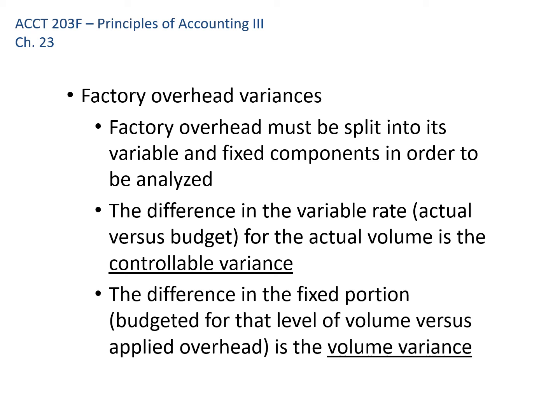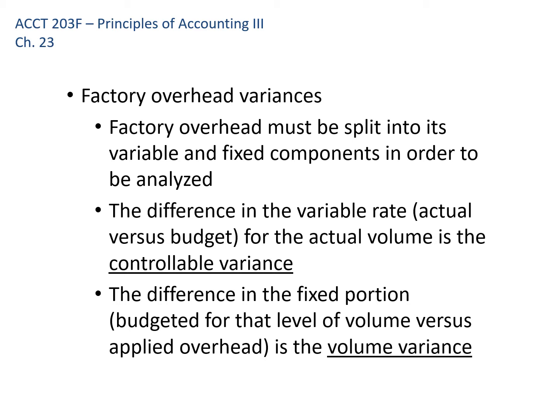Lecture for part 2 of chapter 23. In this lecture, I'm going to pick up where we left off in part 1. In part 1, we talked about material variances and labor variances. Now we'll talk about variances for the third type of cost, factory overhead.